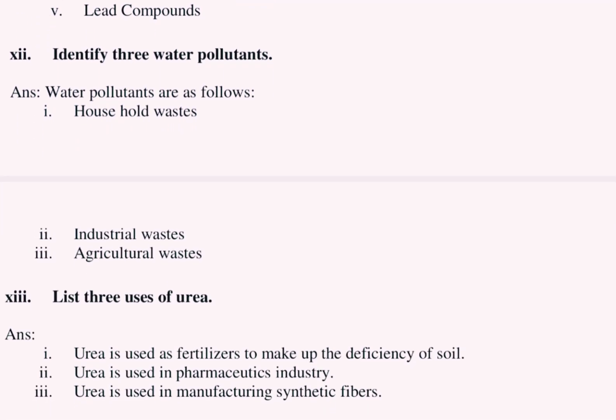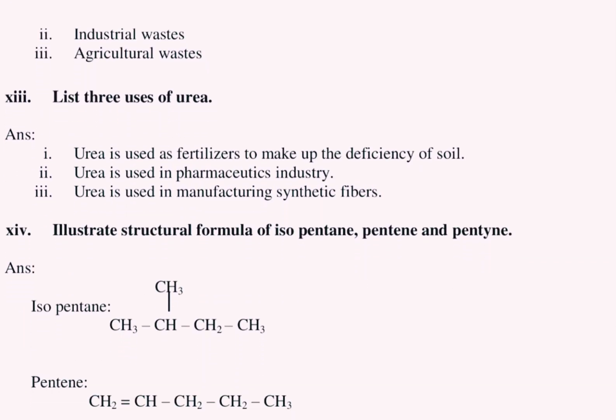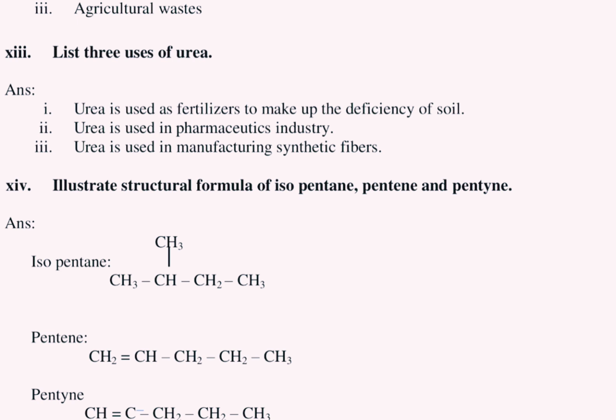Then we have question three: water pollutants. Household waste is a water pollutant. Industrial waste, agricultural waste, pharmaceutical industry waste, all are water pollutants. Now, the question is uses of urea. It is used in fertilizers, in the pharmaceutical industry, and in the fiber industry, we use it for synthesizing fiber.